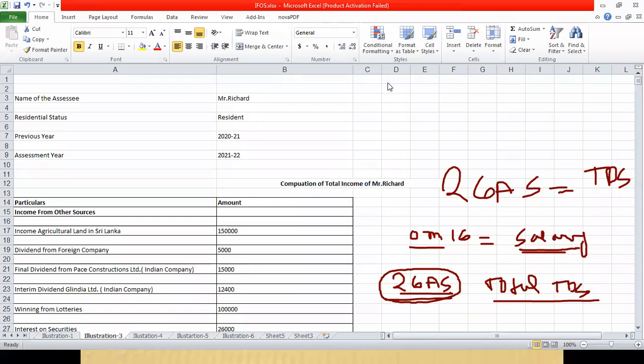Understood? So you can understand it like this. In 26AS, salary details will also be there, plus other income details if TDS is deducted. And in Form 16, only salary details will be there. Form 16 is given by the employer to the employee, and 26AS is available only on the income tax website.